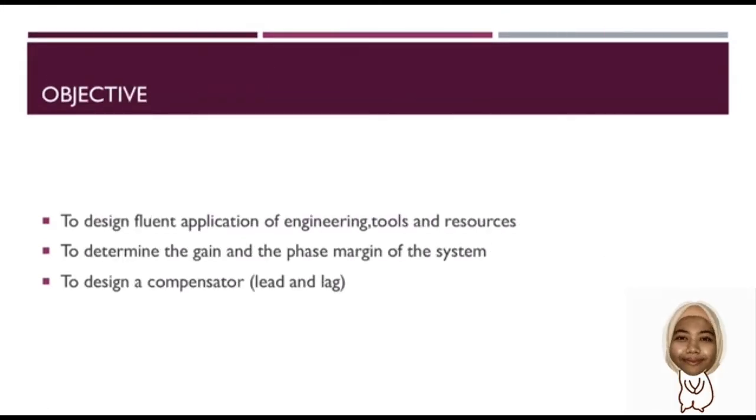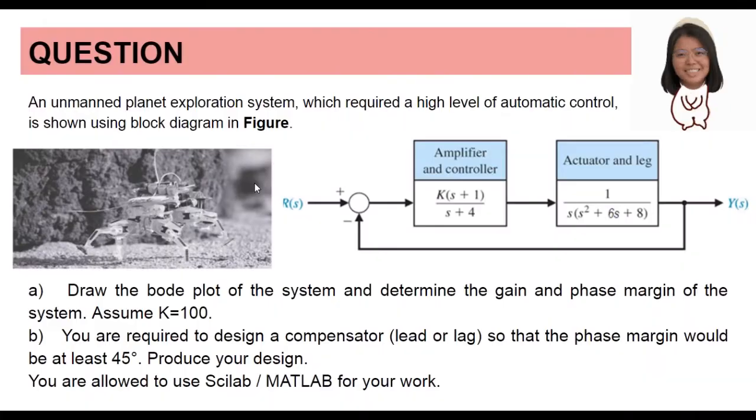Our objectives for this mini project are to demonstrate fluent application of engineering tools and resources, to determine the gain and phase margin of the system, and lastly to design a lead and lag compensator. So, our question is, an unmanned planet exploration system which requires a high level of automatic control is shown using a block diagram in the figure. From this block diagram, we can tell that this is a closed-loop control system.